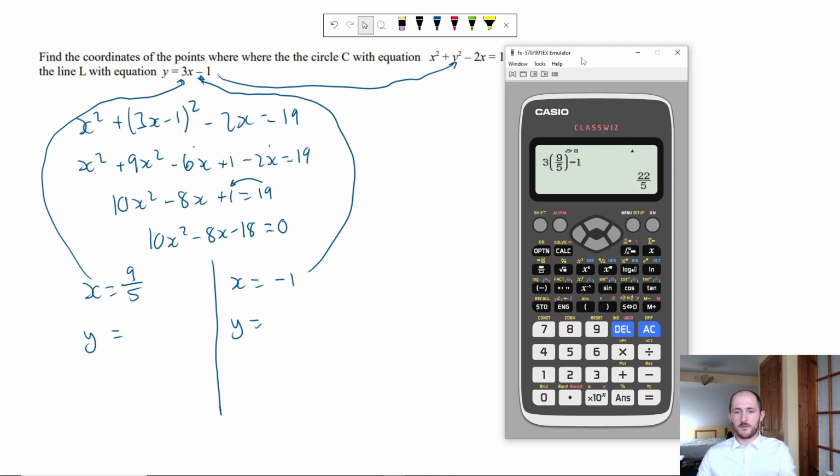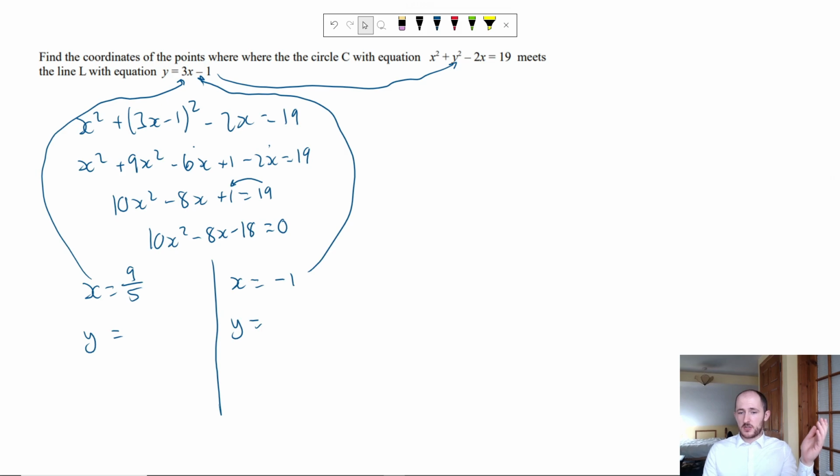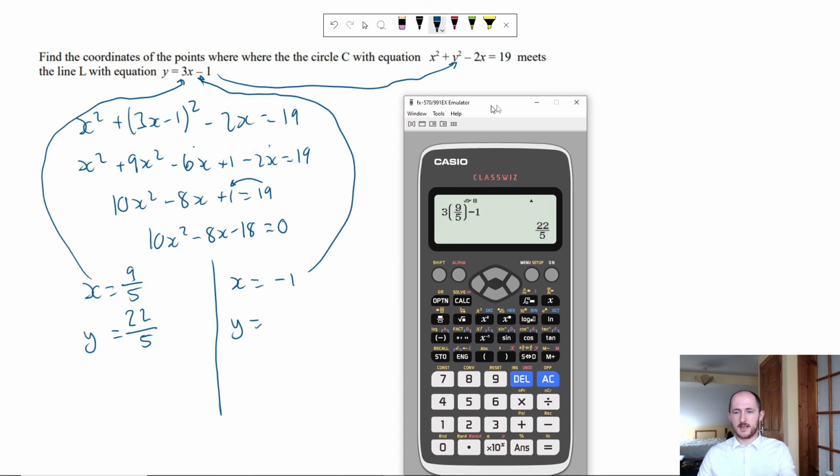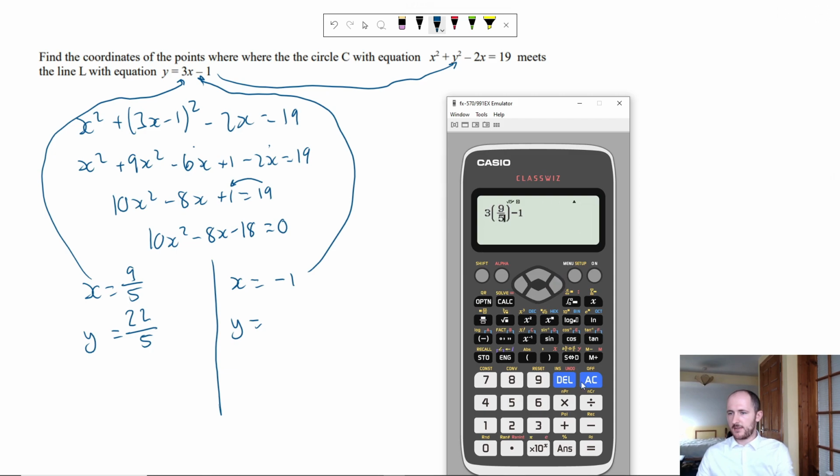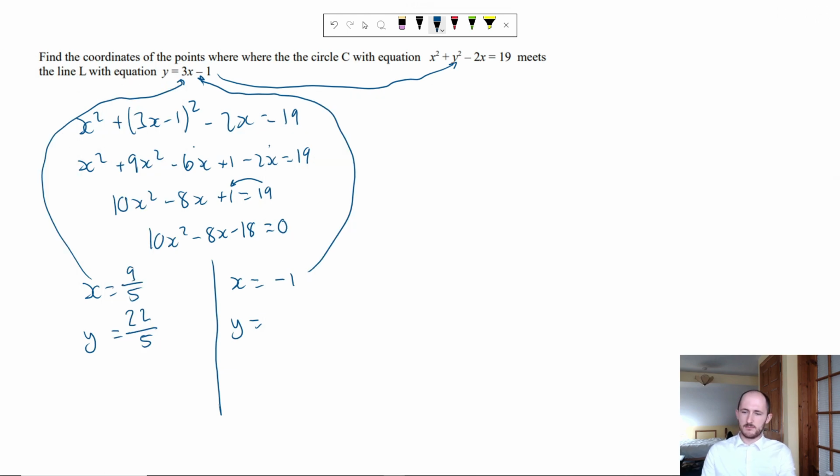So 3, open bracket, we have a fraction, which is 9 divided by 5, close bracket, minus 1. That gives me 22 over 5. You can leave them as fractions, of course. In fact, when it comes to coordinates, we tend to leave them as fractions. Get rid of this, and we're just going to change it to minus 1 for this one over here. And we get minus 4, probably a bit obvious. So most examiners would accept this. However, you know, we want to prepare for every eventuality.